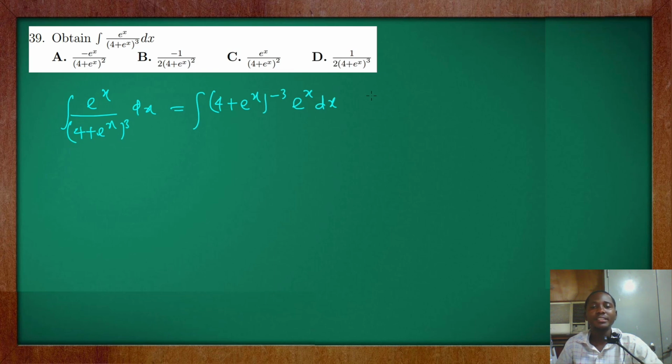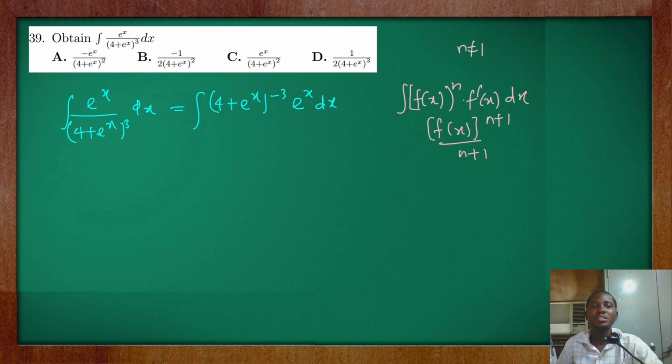Now you recall again that anytime you have the integral of a function, let's say f of x raised to the power of integer n, where n is not 1, multiplied by the derivative of that function with respect to x, we are going to have this to be f of x raised to the power of n plus 1 over n plus 1.